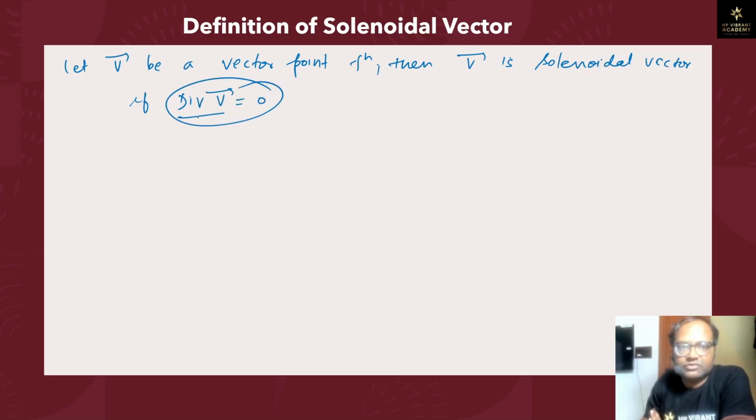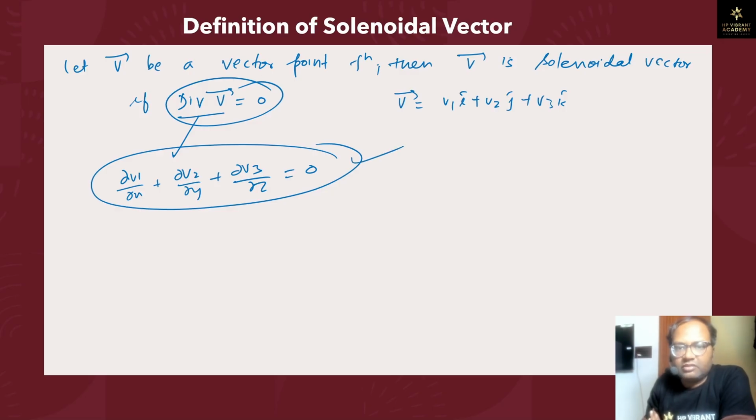Okay, so the divergence of v we can write as, suppose v vector is equal to v1 i cap plus v2 j cap plus v3 k cap. So from here we have del v1 upon del x plus del v2 upon del y plus del v3 upon del z is equal to 0. This is the divergence of a vector point function.